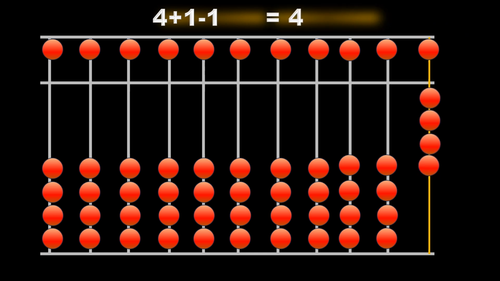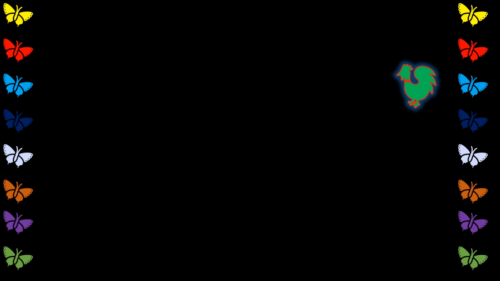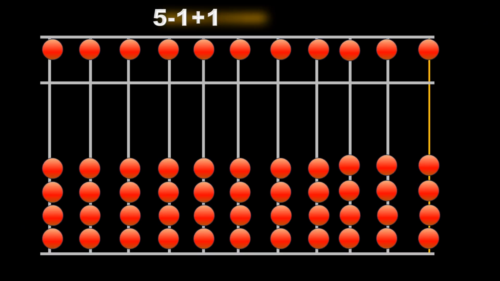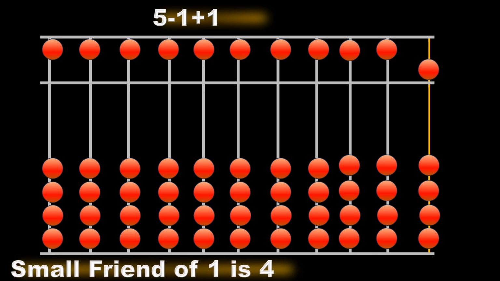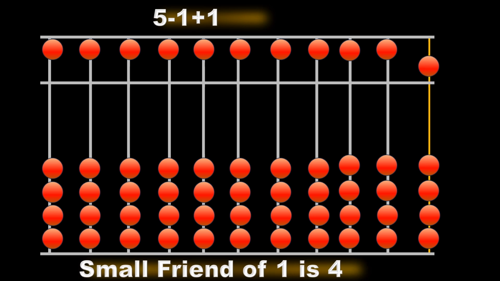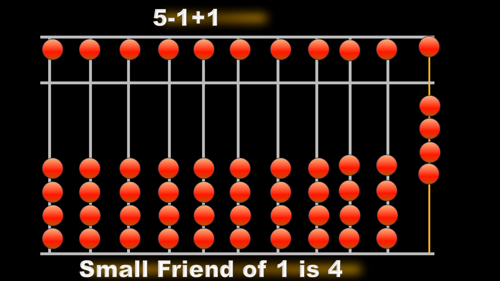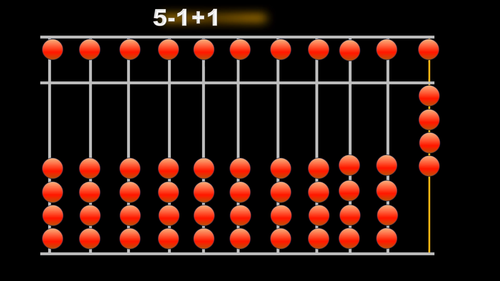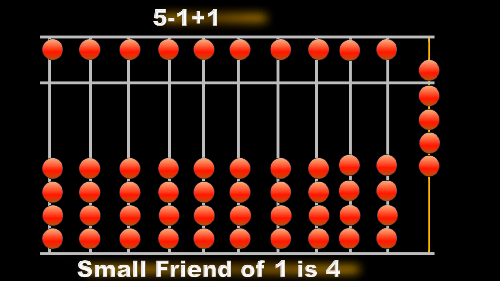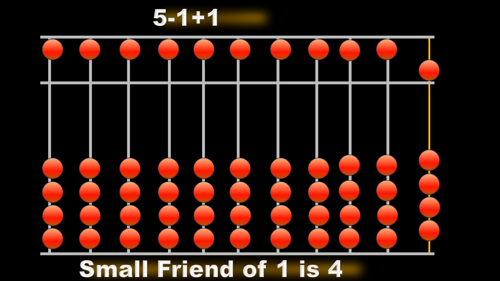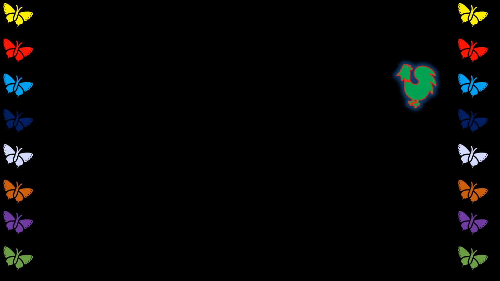Now we'll see the next question. It is 5 minus 1 plus 1. First add 5, the upper bead. We have to subtract 1. Small friend of 1 is 4. We know. So we have to subtract the small friend first and add 4. The third digit is add 1. So we added 5 and we have to subtract the small friend of 1, which is 4. So the answer becomes 5.